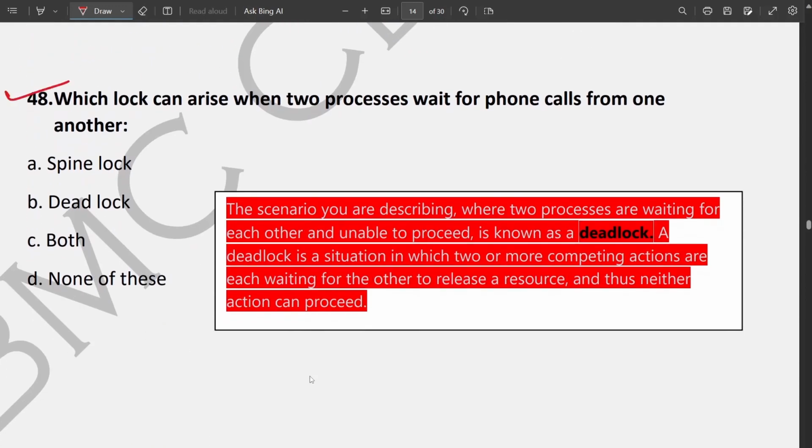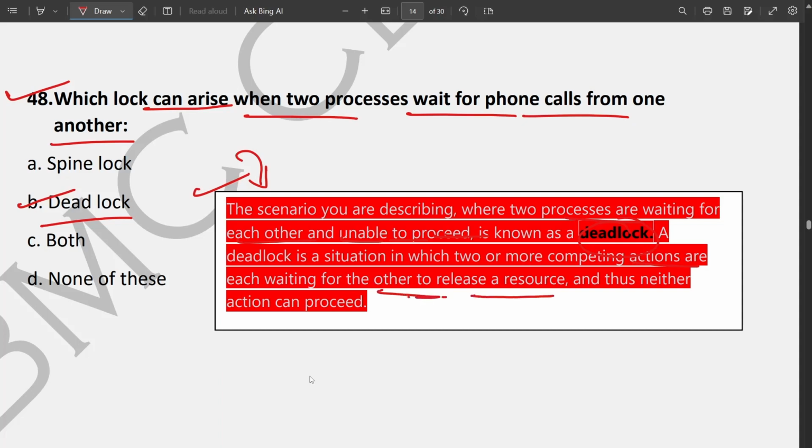Next, which lock can arise when two processes wait for each other? The option number B is correct, deadlock. And you can see here the scenario describing where two processes are waiting for each other and unable to proceed is known as deadlock. A deadlock is a situation in which two or more competing actions are each waiting for the other to release a resource and thus neither action can proceed. Okay, next.